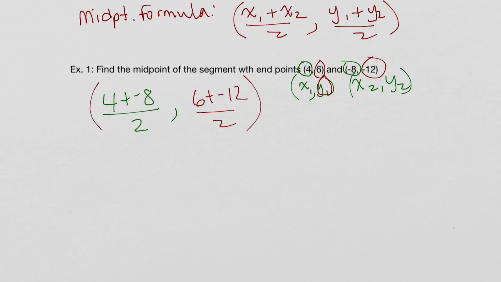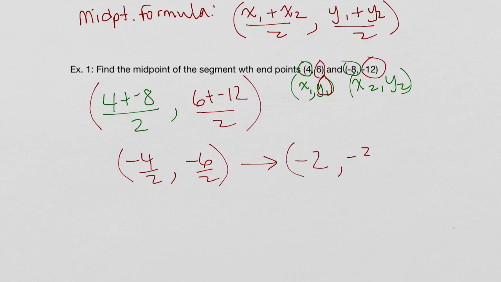And then we simplify. 4 plus negative 8 is negative 4 over 2. 6 plus negative 12 is negative 6 over 2. And again, just simplify further, and we get (-2, -3). That is the midpoint of the segment. So all we did was find the average of the x-coordinates and the average of the y-coordinates.